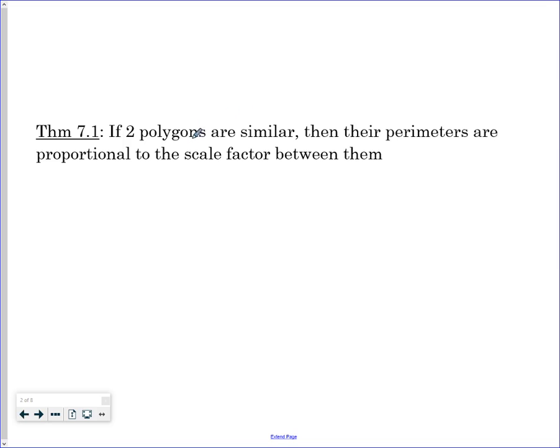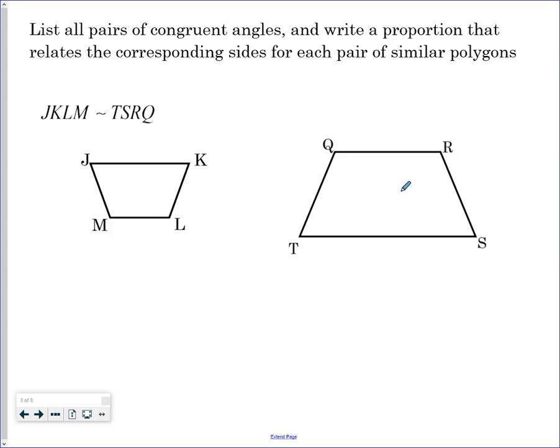Theorem 7.1. If two polygons are similar, then their perimeters are also proportional to the scale factor between them. All right, list all pairs of congruent angles and write a proportion that relates the corresponding sides for each pair of similar polygons. For me personally, it's not easy to look at this picture and know what goes with what. That's hard for me, especially since they flipped it around. Do you see what I'm saying? Some people, that's not hard for them.